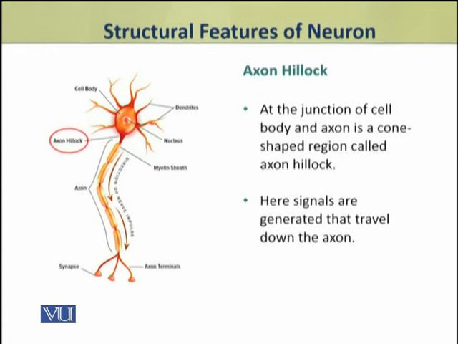Now we shall discuss another part of the neuron, that is the axon hillock. Axon hillock is present at the junction of cell body and axon. It is a conical shaped region.